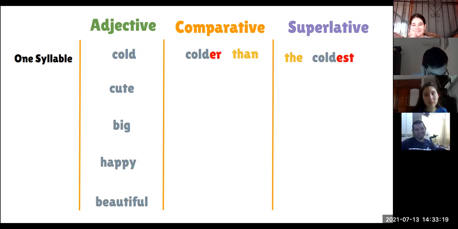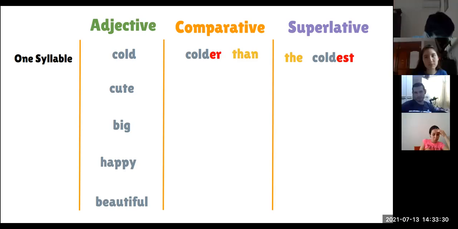Remember that we don't count the syllables according to the written form. We count the syllables according to the sound. For example, cute. We don't have key wood, right? Cute is only one syllable, the same as cold, only one, right? But happy is different because we have hap-py, two syllables, right? So we count according to the sound, not to the written form, okay?